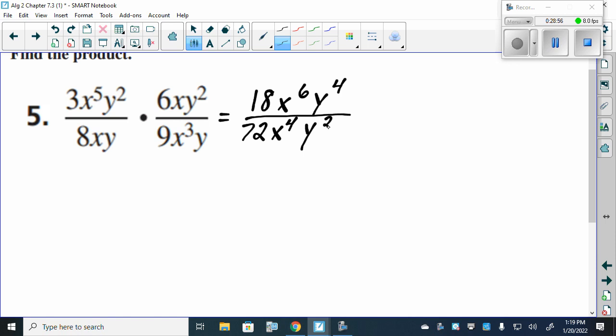Now we can simplify from here. And the first thing we'll simplify is our numbers, 18 over 72. And 18 over 72 would reduce to 1 over 4. X to the 6th over x to the 4th. Well, 6 minus 4 is 2. And since it's bigger on top, the variable will stay on top. Y to the 4th over y squared, well, 4 minus 2 is 2. And since it's bigger on top, it will stay on top. And that's it.